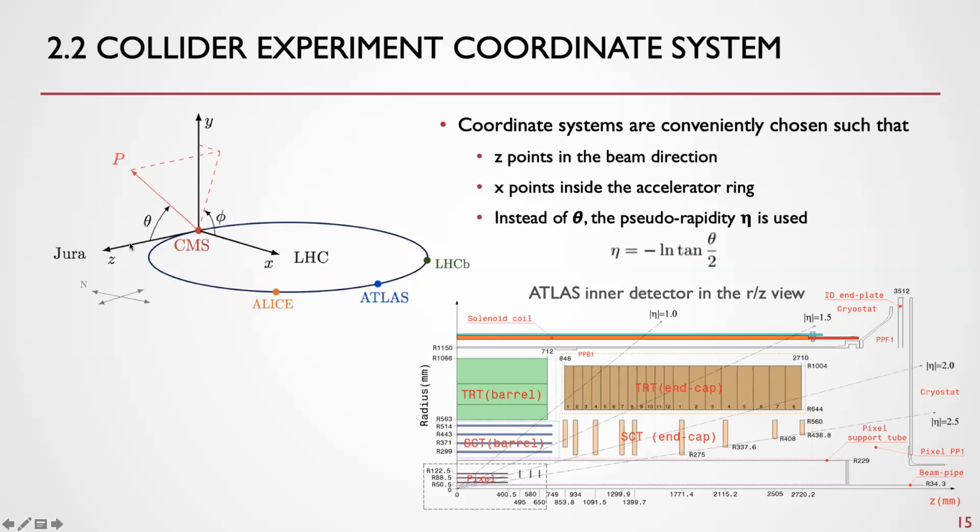The Z coordinate points in the beam direction to the Mount Jura, in case you can't see it if you're underground, but it points towards the Mount Jura. The X coordinate points inwards and the Y coordinate points upwards. Here is a cross-section of the ATLAS inner detector.